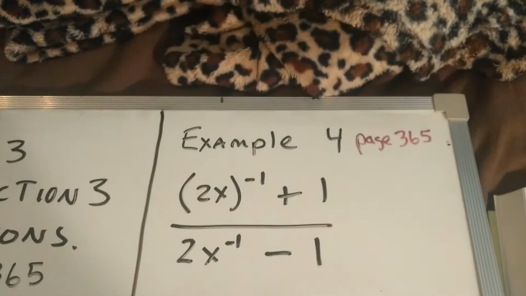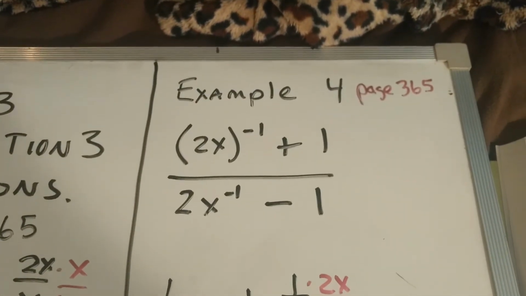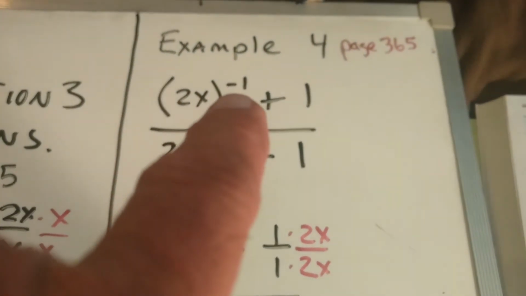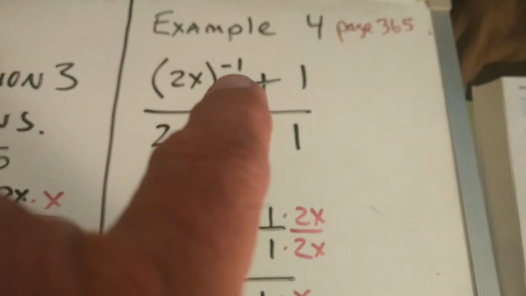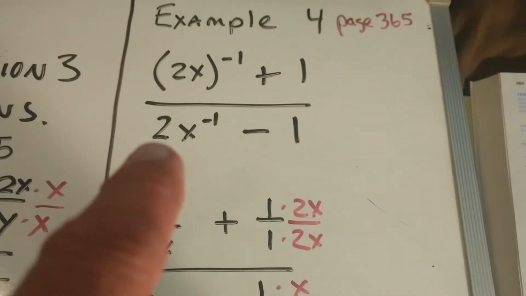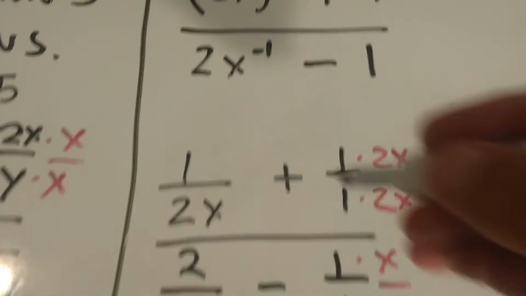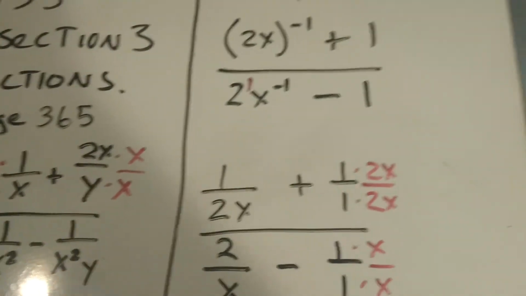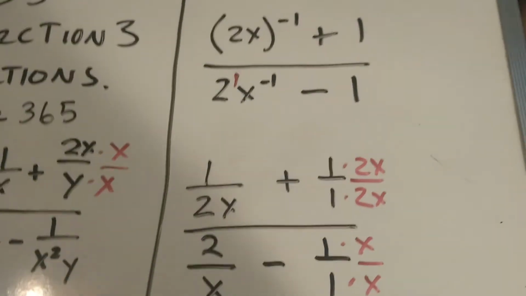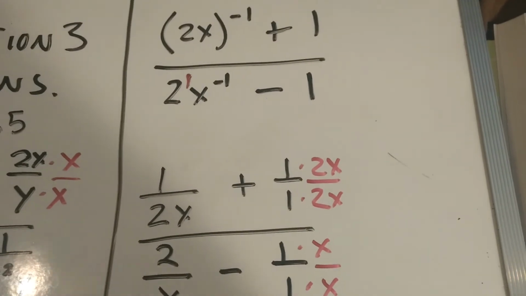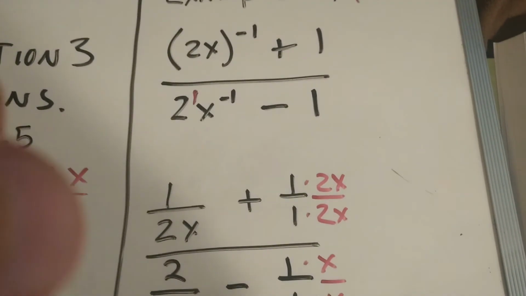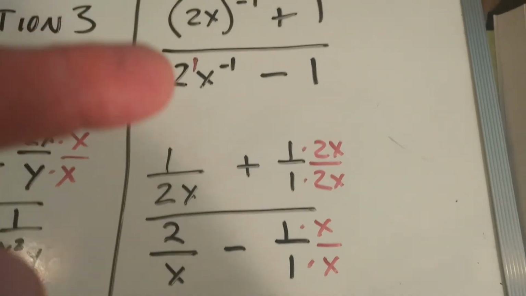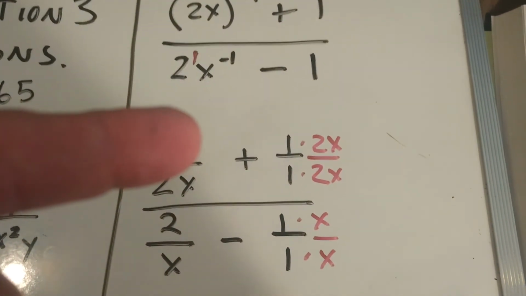Okay, here's example 4, page 365. This says parentheses 2x to the negative 1. That means the whole 2x is to the negative 1 power. This says 2, which is to the first power. And I would highly suggest you writing that 1 in there just to remind yourself. x to the negative 1. So this whole thing is negative right here. Only the x is negative here.